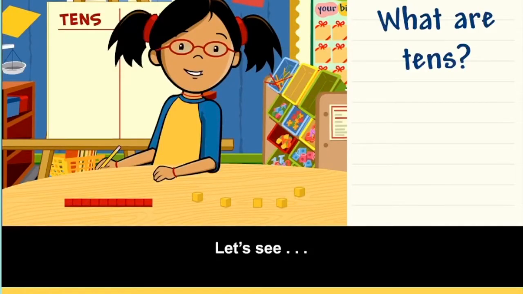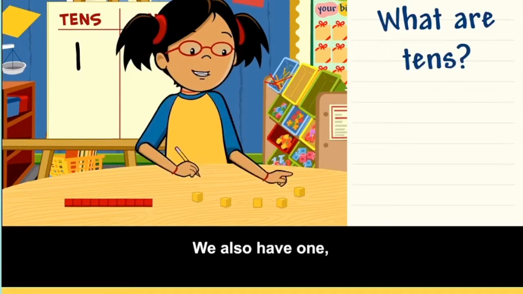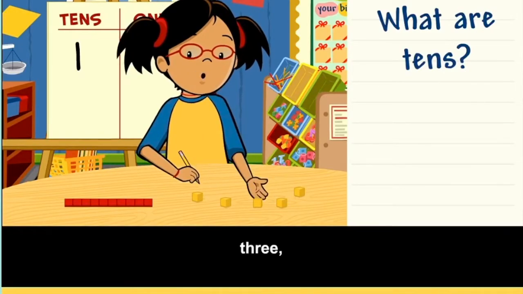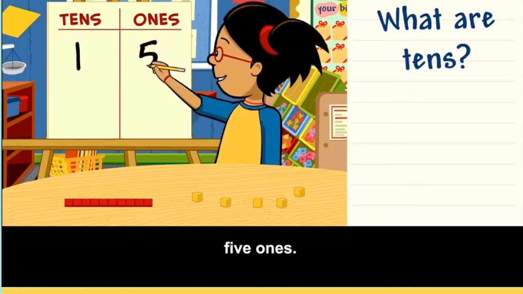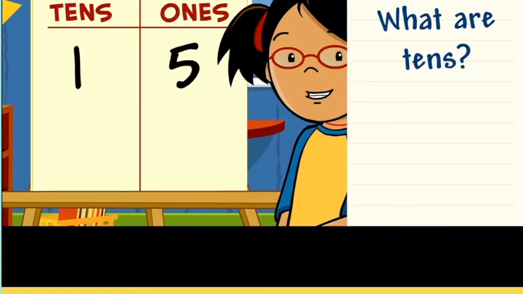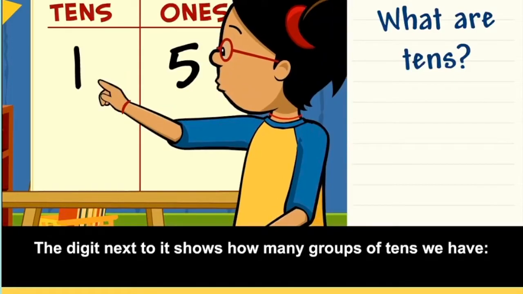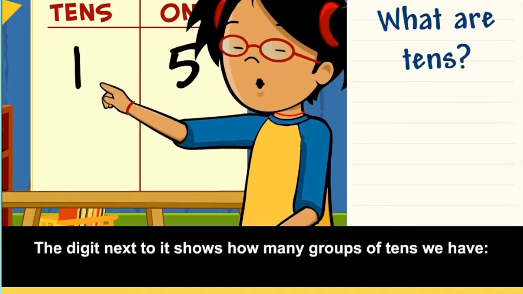Let's see. We've got one group of 10. We also have 1, 2, 3, 4, 5 ones. So we have 15 cubes. The digit farthest to the right shows how many ones we have, 5 ones. The digit next to it shows how many groups of tens we have, 1 group of 10.